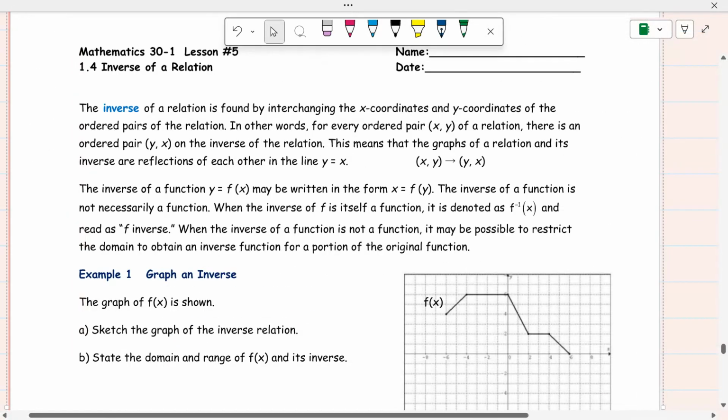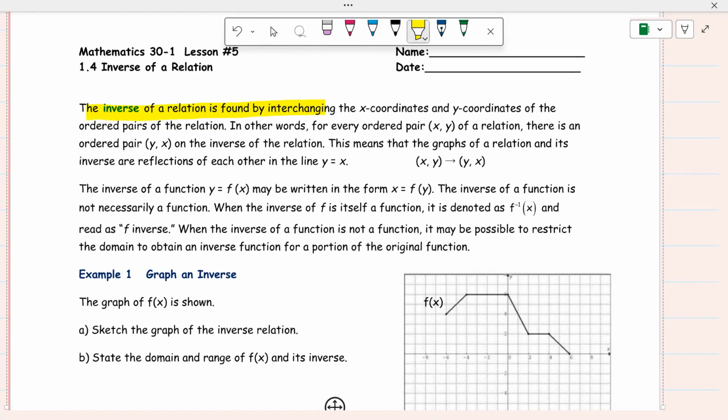All right, so inverse. The inverse of a relation is found by interchanging the x-coordinates and the y-coordinates of the ordered pairs of the relation. So if you interchange x and y, that is now going to be an inverse function. Sketching inverses is super easy because all you do is take all the original ordered pairs. So if you have a point (3, 2), guess what the inverse ordered pair is? (2, 3). It's that simple. You just flip x and y. That is now called an inverse point.